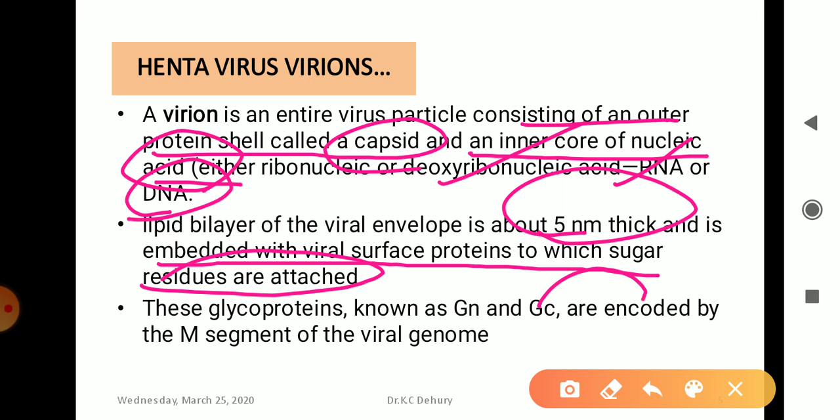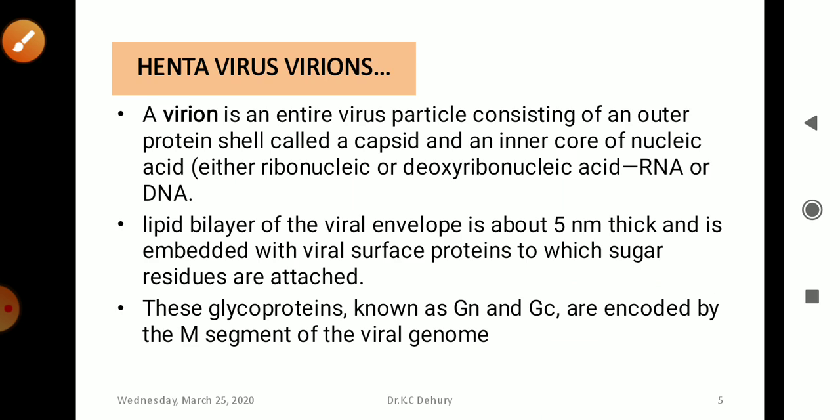When sugar residues are attached, forming glycoproteins, the virulence of the virus is enhanced, right? So the virus becomes more capable of attacking the receptor. The glycoproteins are known as Gn glycoprotein and Gc glycoprotein, encoded by the M segment of the viral genome, right? So this is the virus structure.